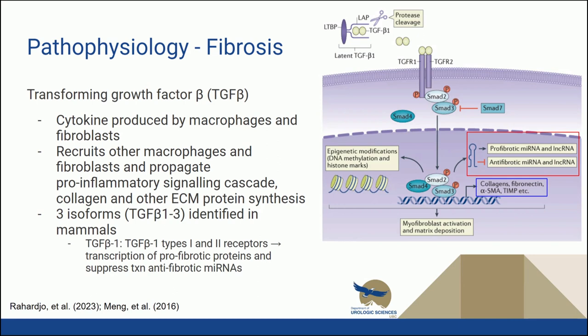TGF-beta binds to TGF-beta receptors 1 and 2, which then phosphorylate SMAD proteins, which then act as transcription factors as well as regulators for microRNA expression. And these end up leading to the production of these proteins, as well as suppression of anti-fibrotic transcription in the form of this microRNA signaling.